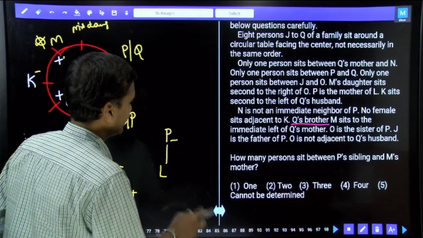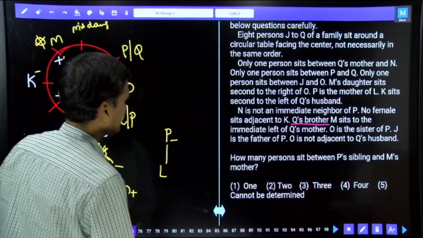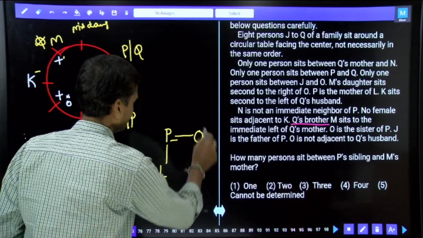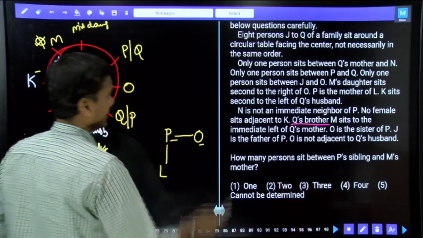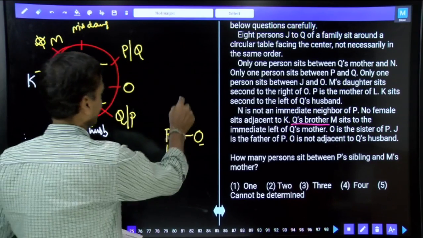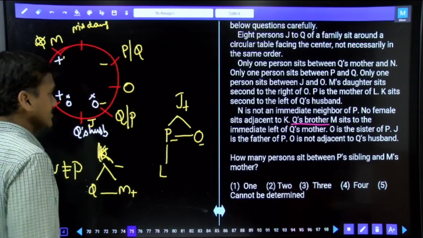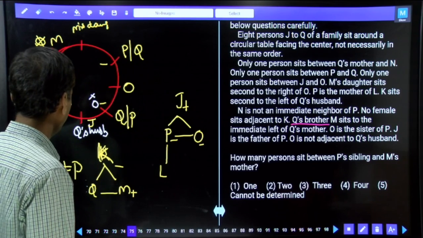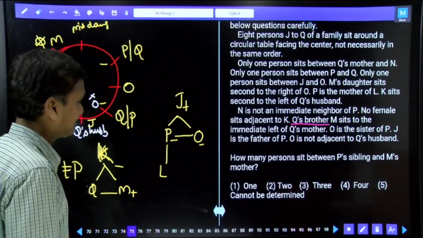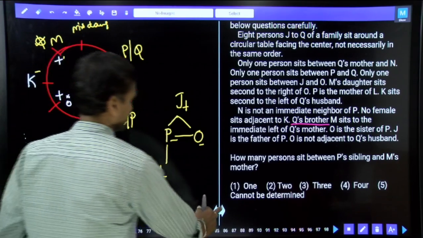Next one. O is the sister of P. O is here, and this person O is the sister of P. J is the father of P. Now this J is the father of these two persons, O and P. Isn't it? J is the father of O and P. O is not the husband of Q.